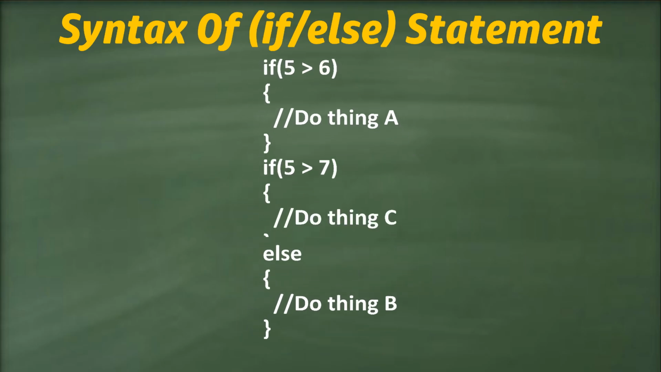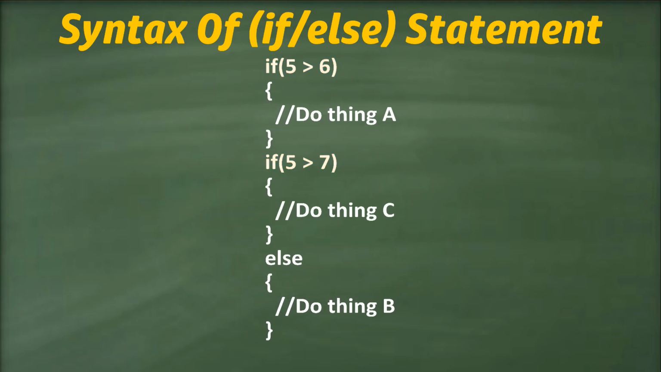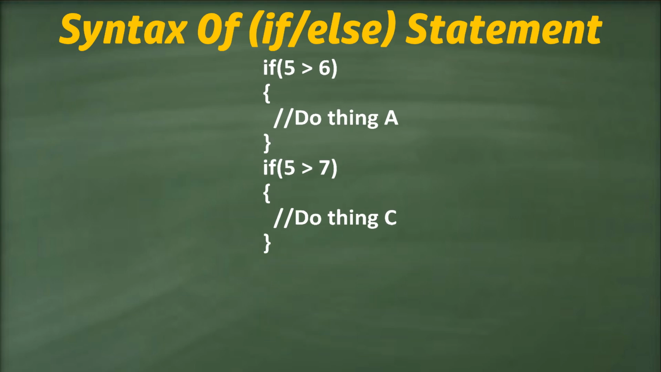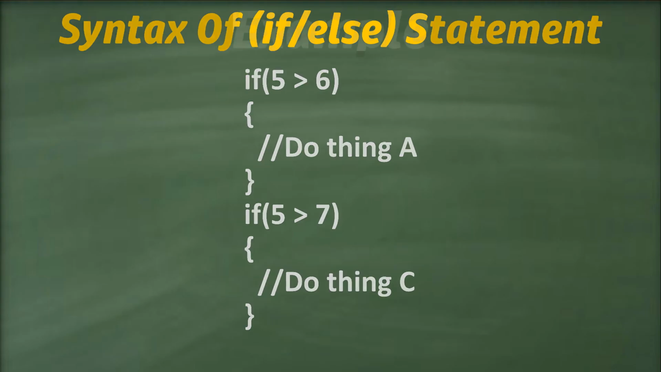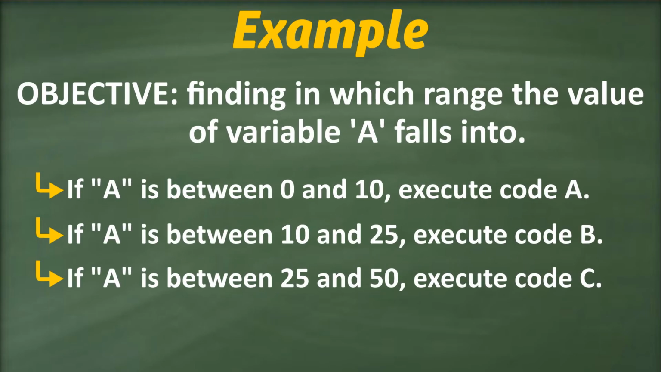While we can include multiple if statements in our code, only one else statement is permissible. If none of the if conditions are met, the else statement executes. Alternatively, we can also omit the else statement and solely employ if statements. Now let's consider an example where we check in which range our variable a falls into.